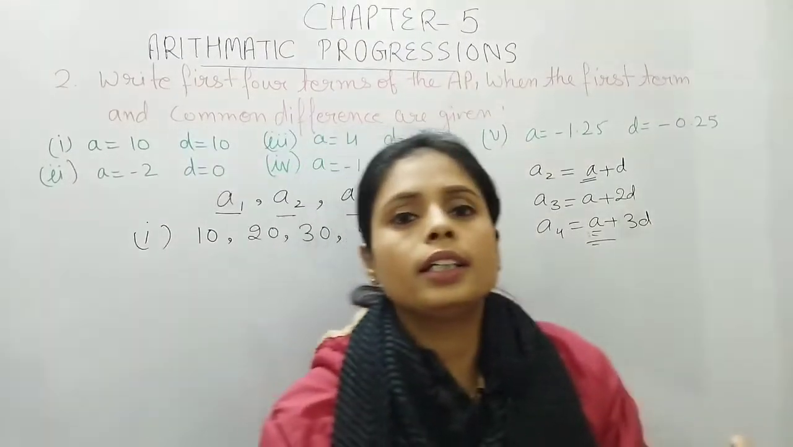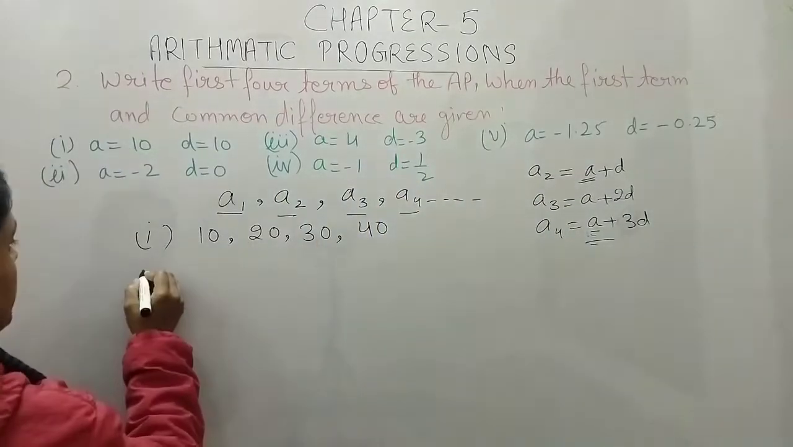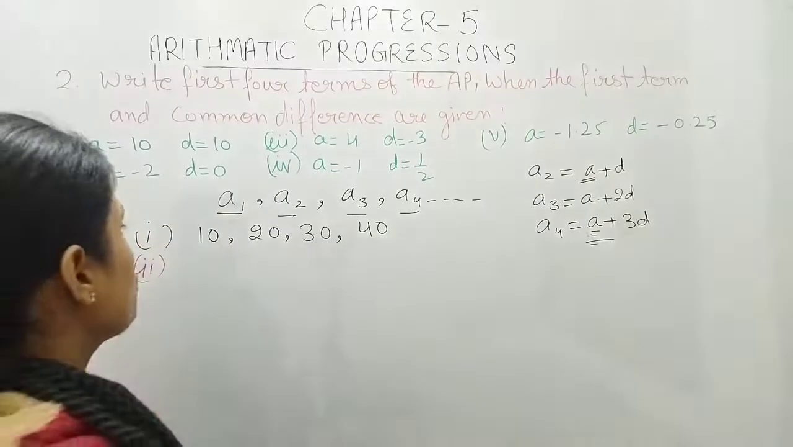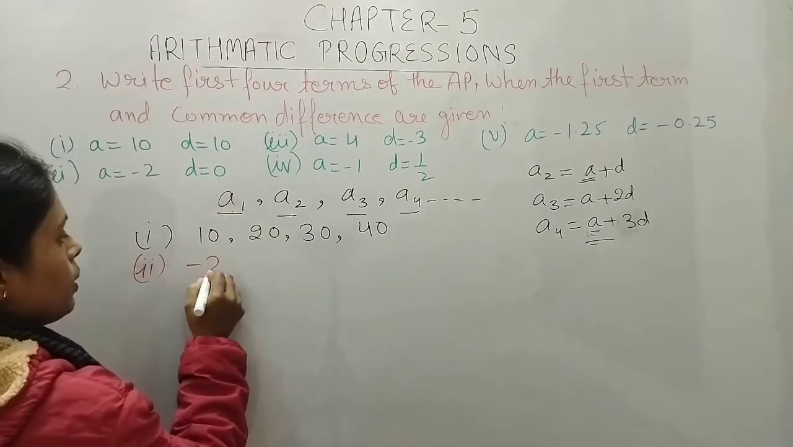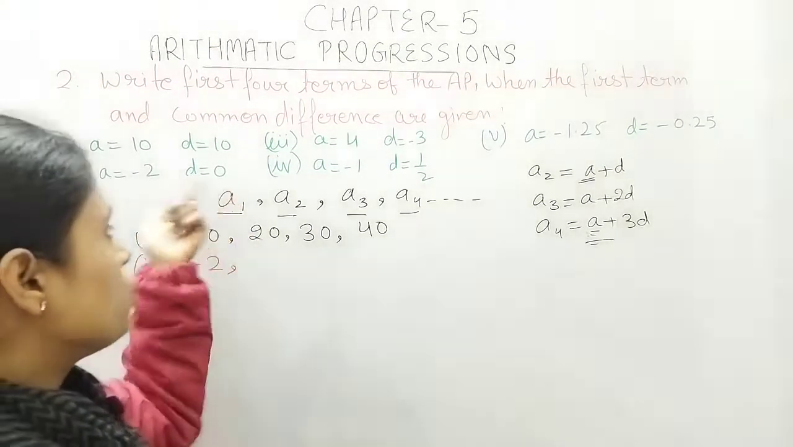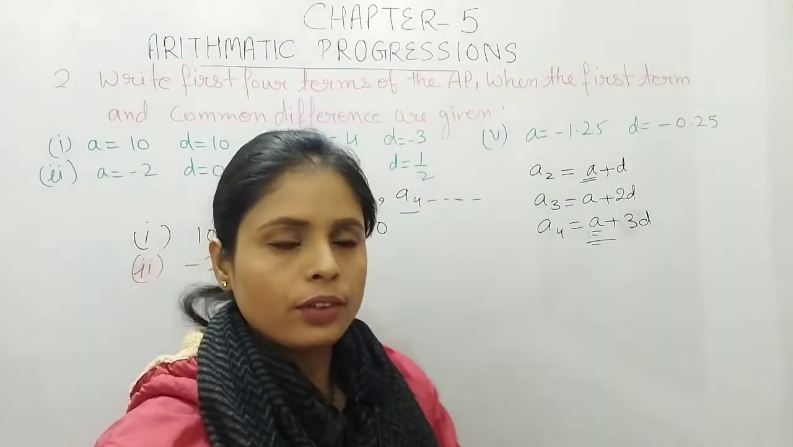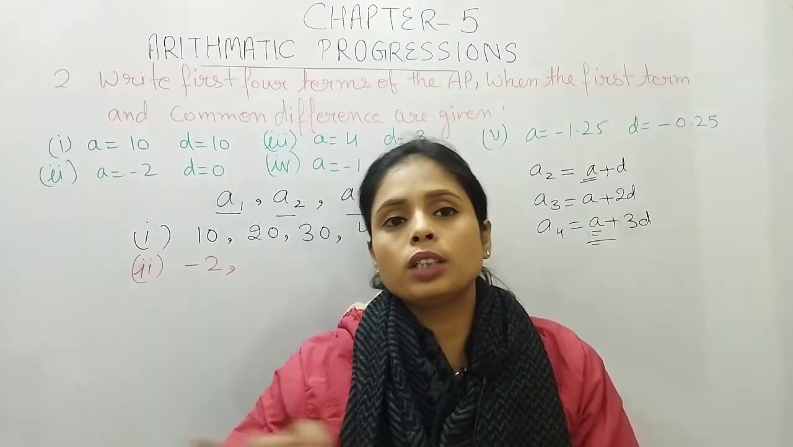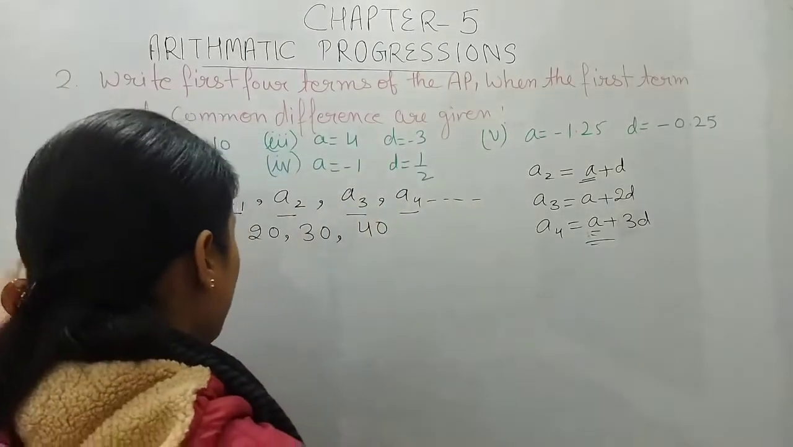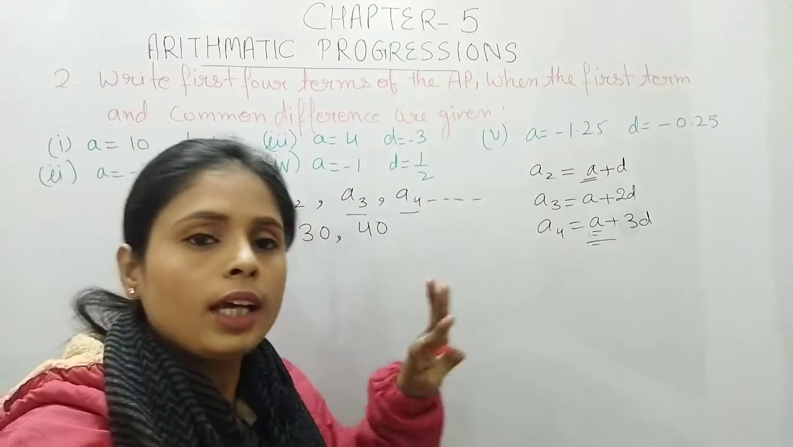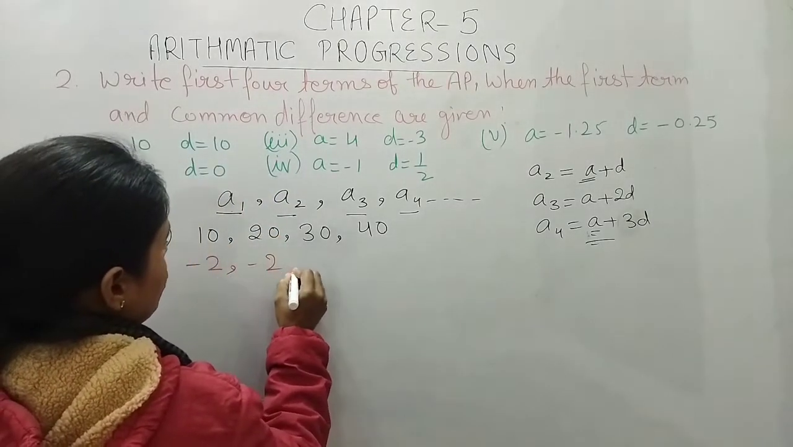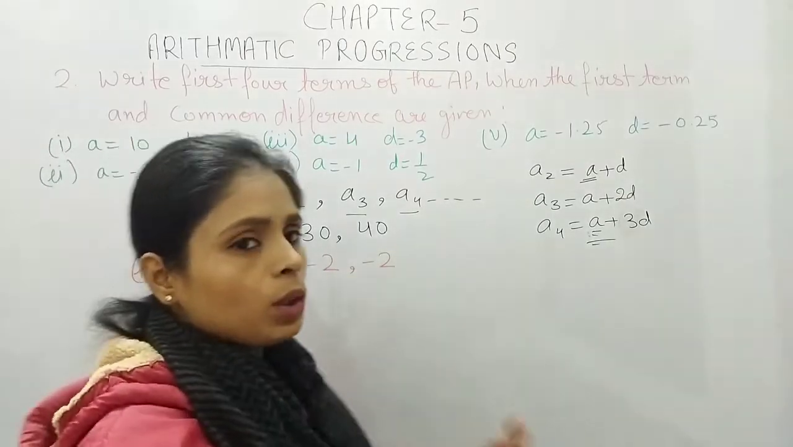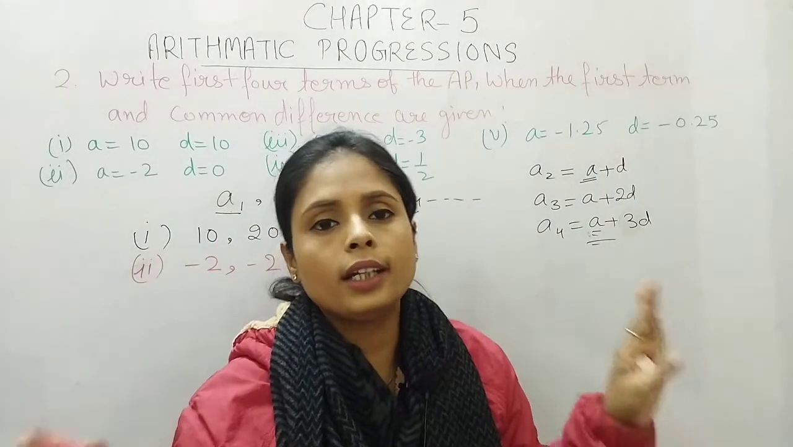Then we will create our second AP series. So let's do the second part. Here A is minus 2, D is 0. So A, that is the first term, will remain minus 2 only. But if you notice, D, the common difference given to us, is 0. We do not need to add any value to the first term. That means all the terms of this AP series will remain as they are, like minus 2. The third term will be minus 2, the fourth term will also be minus 2, because the common difference is 0, so we will not add any value.